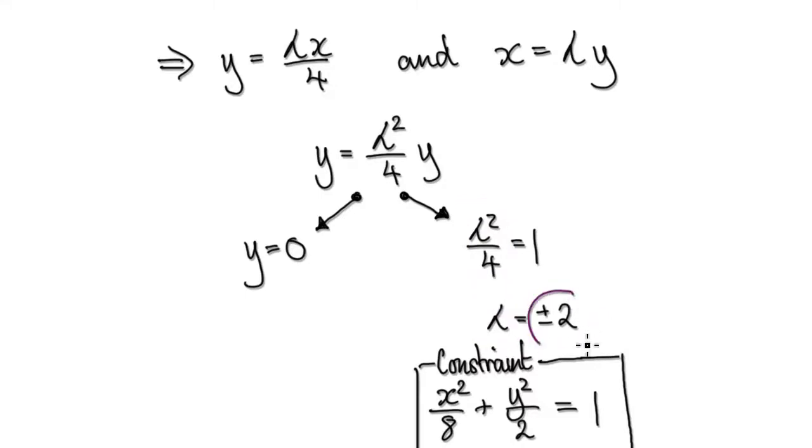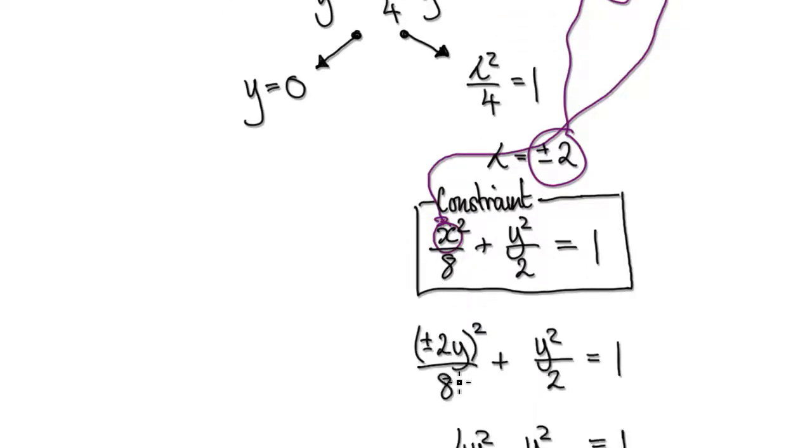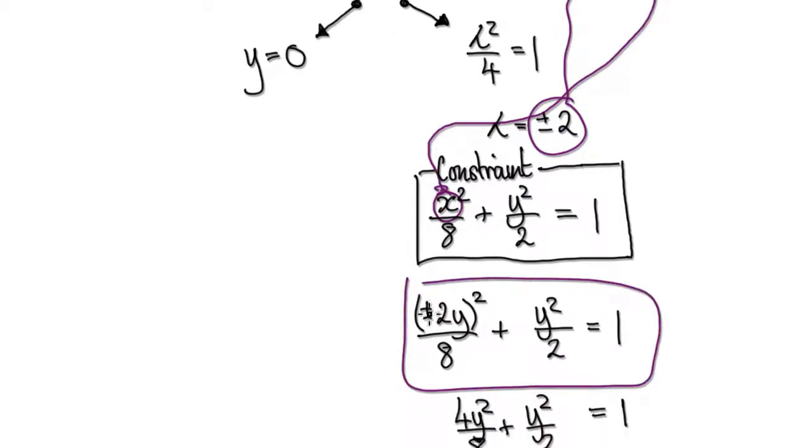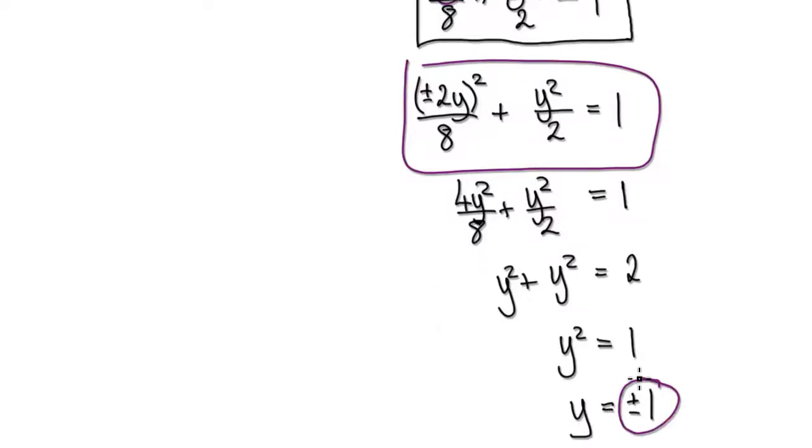So if we put this into here, x must equal plus or minus 2y. So now we can put this into our constraint. We can eliminate the x. So that will then give us this thing here. So now just work out y. y turns out to be plus or minus 1.